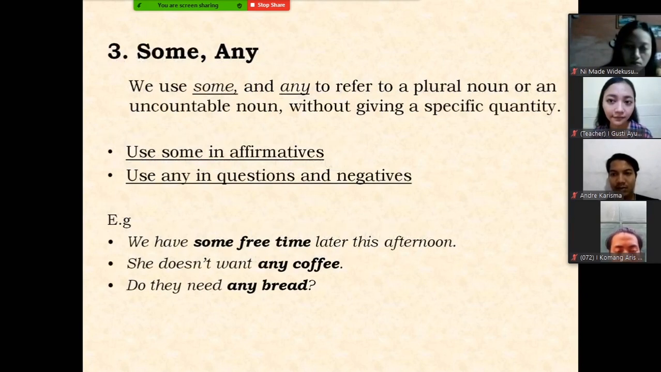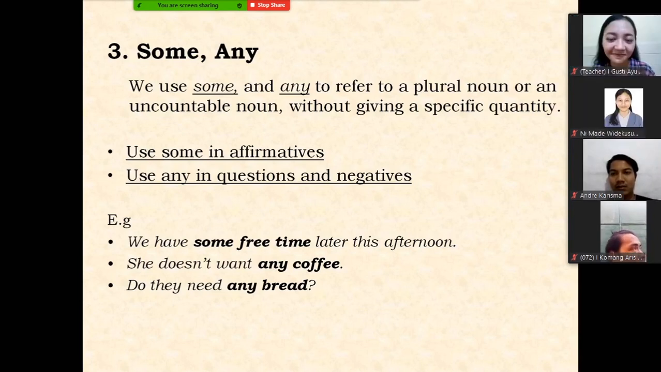The third is some and any. We use some and any to refer to a plural noun or an uncountable noun without giving a specific quantity. Some is used in affirmative sentences, and any is used in questions and negatives. For example, we have some free time later in the afternoon. I use some because it is affirmative.